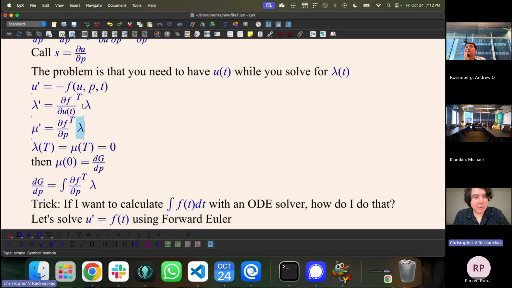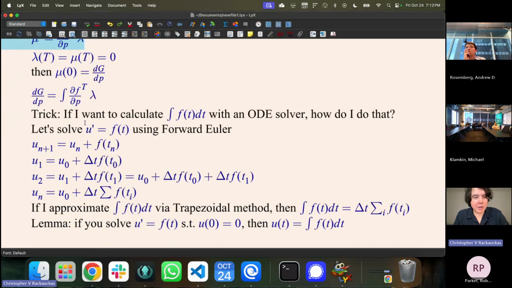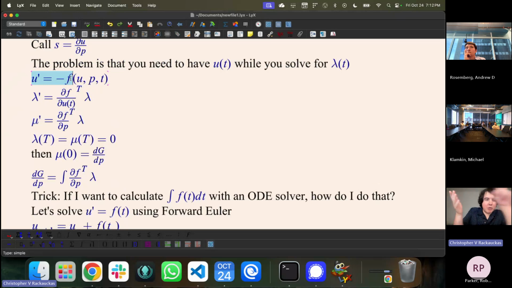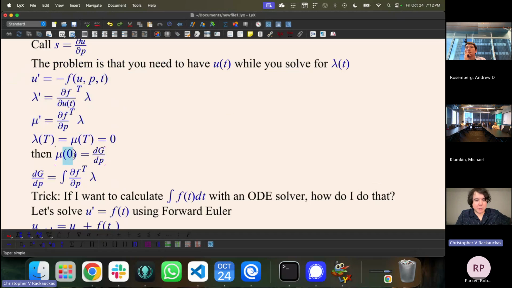Well, I do that because I need to know what lambda is, and lambda is given by this ODE. So I can actually solve these two ODEs at the same time. And if I also allow for this trick that u prime equals minus f is the same ODE going reverse, I can solve all three of these ODEs at the same time, and then mu of 0 is equal to the derivative of the loss function, right?